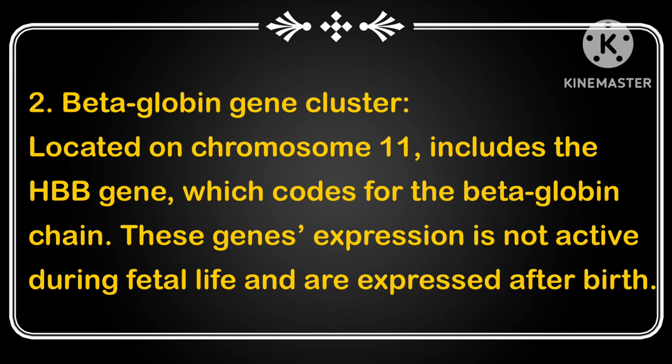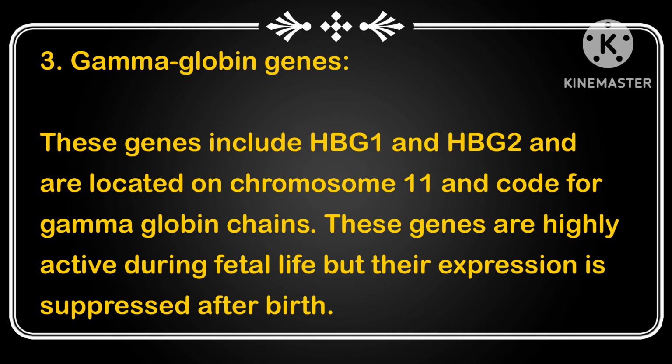Beta globin gene cluster. Located on chromosome 11, includes the HBB gene, which codes for the beta globin chain. These genes' expression is not active during fetal life and they are expressed after birth. Gamma globin genes. These genes include HBG1 and HBG2 and are located on chromosome 11 and code for gamma globin chains. These genes are highly active during fetal life, but their expression is suppressed after birth.